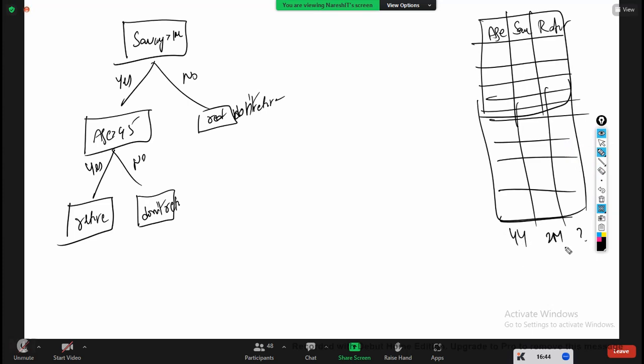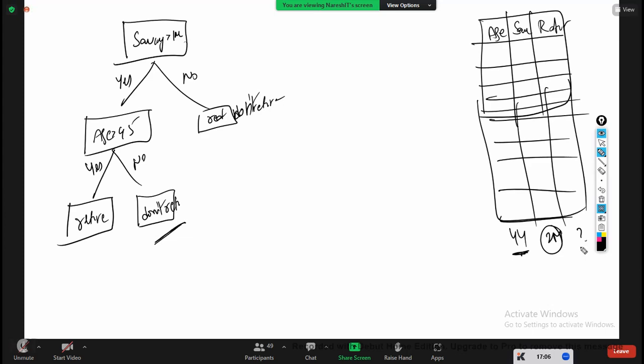Now first, what are you going to do? First, you check the amount he has. 2 million is greater than 1 million. Since the answer is yes, now you have to check the next condition. Is age greater than 45? No. So what is the final answer? Don't retire. That is the prediction.